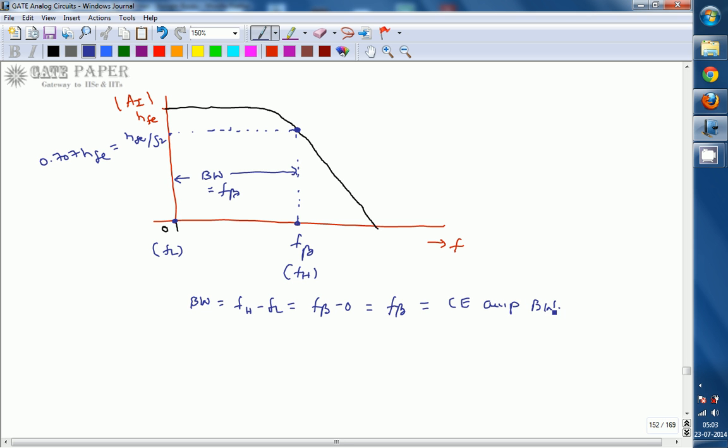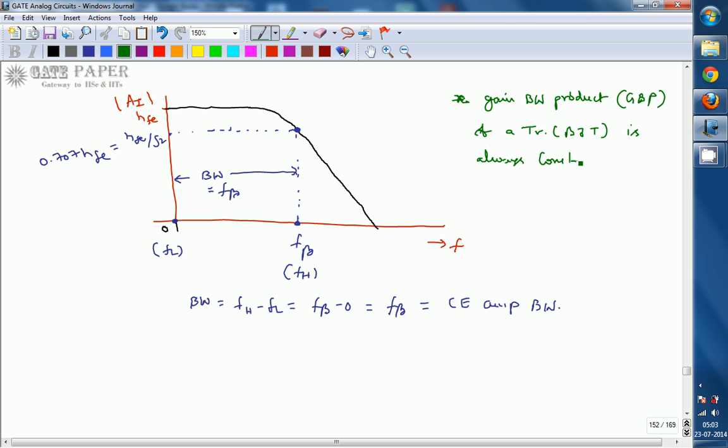And we know that the gain bandwidth product is always constant. For any given transistor, the gain bandwidth product is always constant. Very very important. Here I am writing it as GBP, gain bandwidth product. The gain bandwidth product of a transistor or of a chosen BJT is always constant.